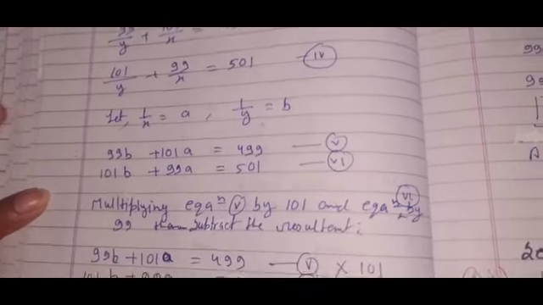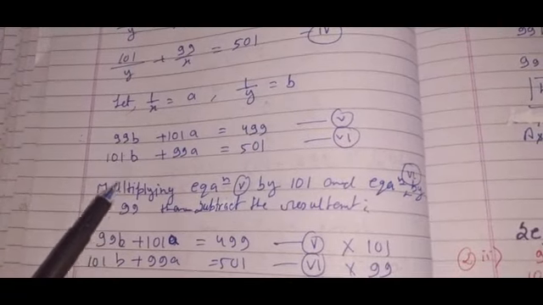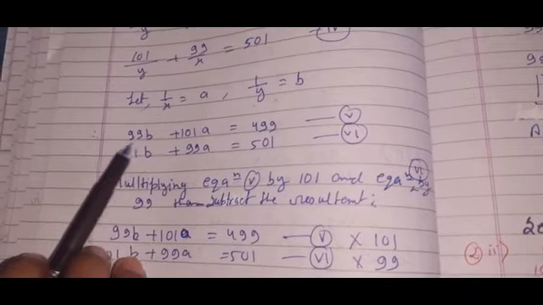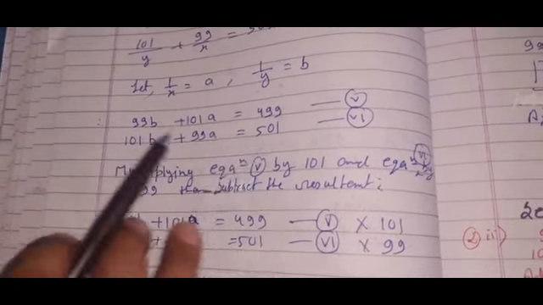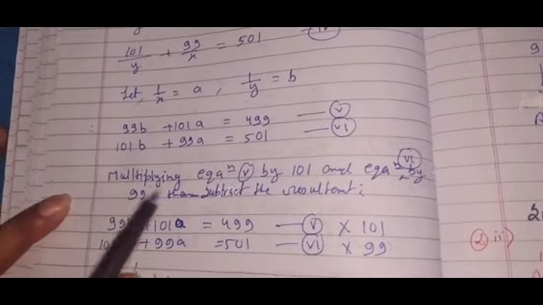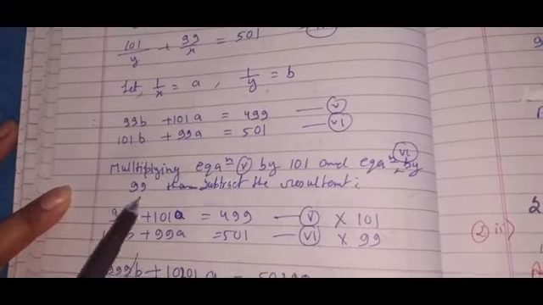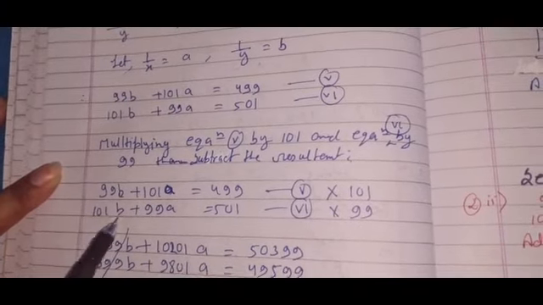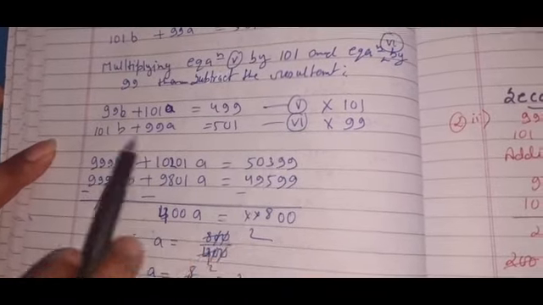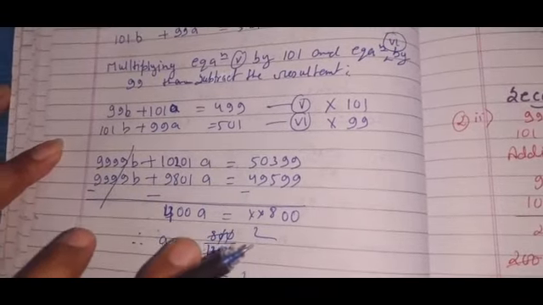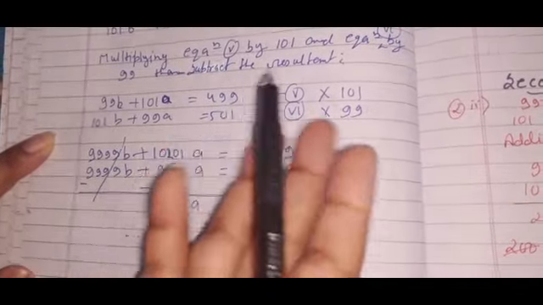Now I want to eliminate b terms because I am using the elimination method. So what I will do, I will multiply this equation by 101 and this equation by 99. This means the whole equation, not only one number. So I did the same thing. I have written multiplying equation 5 by 101 and equation 6 by 99, and then multiplied all these numbers on my own without using any calculator, I swear on God. So please do that multiplication on your own.